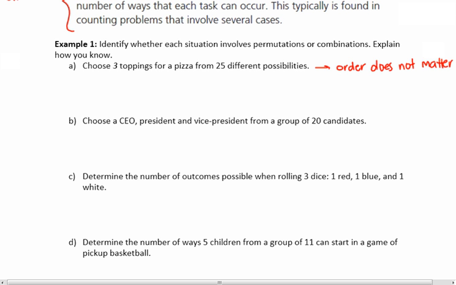So we have 25 options, and we want to choose 3 of them. That would be a combination. Perms and combs, this unit. It's all about perms and combs.